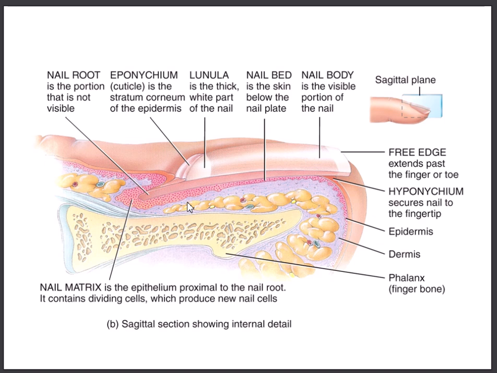And this is our last slide of the integument. This is from Tortora, just kind of showing the same types of things. We could see the nail root. We could see the eponychium a little bit better on this picture here. Again, that's that stratum corneum that grows from the epidermis. Here's the lunula, the white part. Here's the nail body. Here's the free edge. Here's the hyponychium.